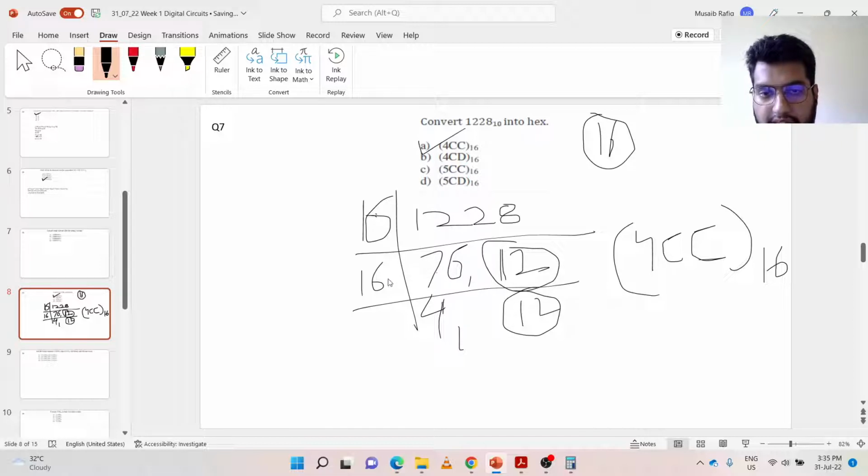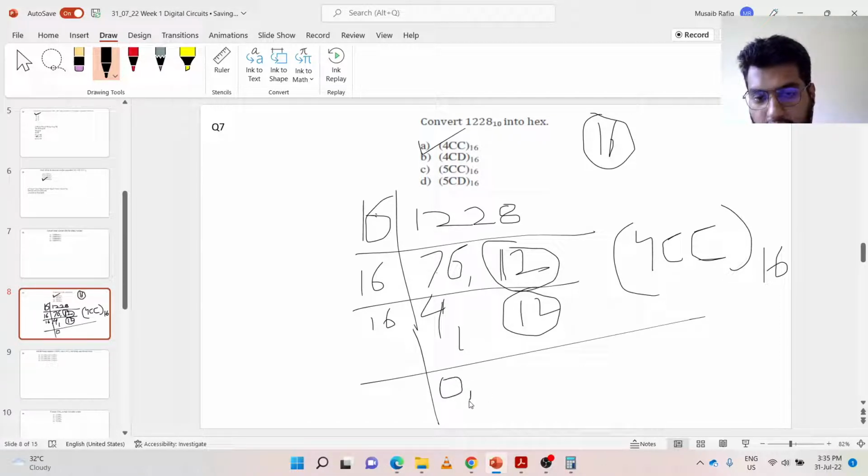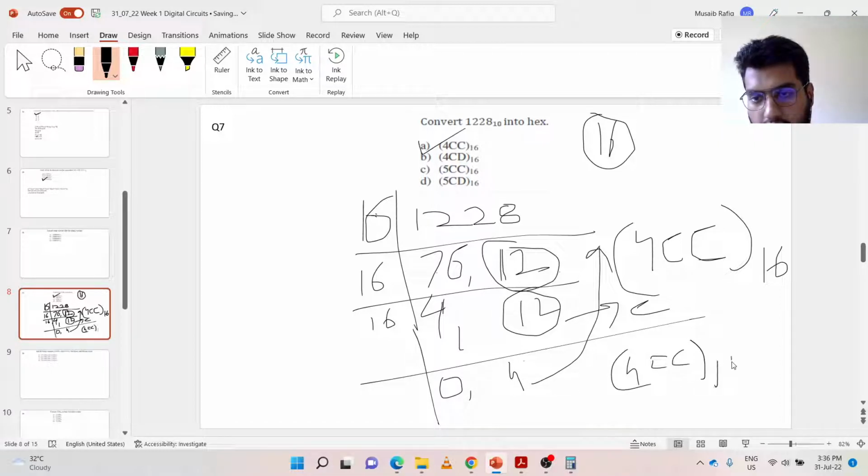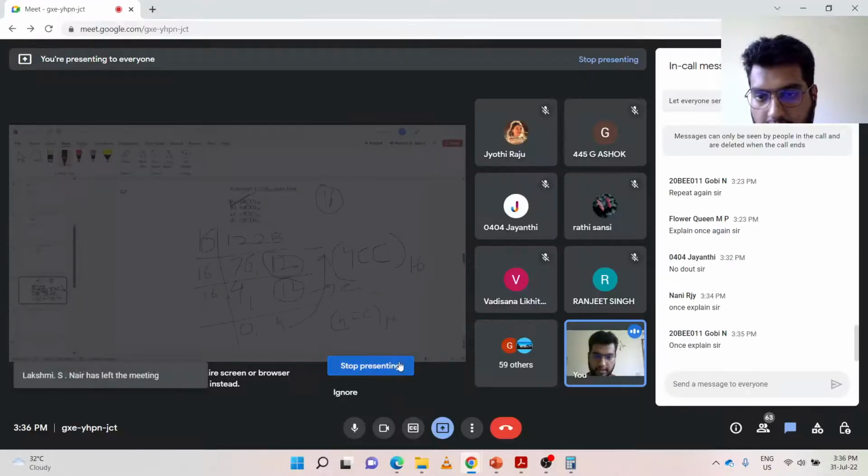And when I divide this 76 by 16, we get a quotient of 4 and a remainder of 12. If I divide it again by 16, it is 0, so that is redundant, no need to write it. I'll get 4 here. So my number is 4. This 12 in the hexadecimal system is written as C. So my number is 4CC. That is option 1. I hope I am clear.